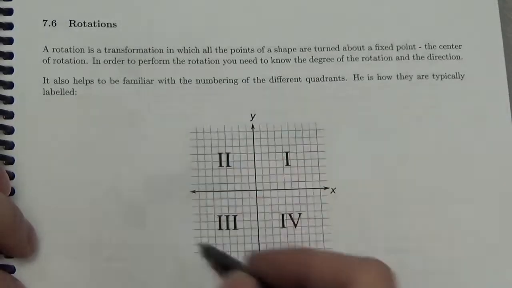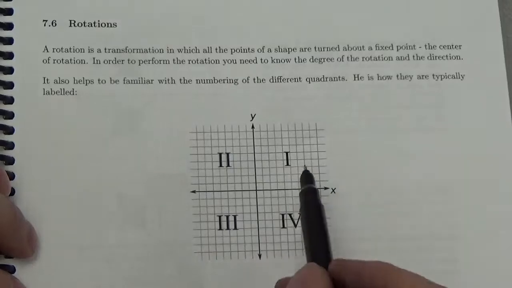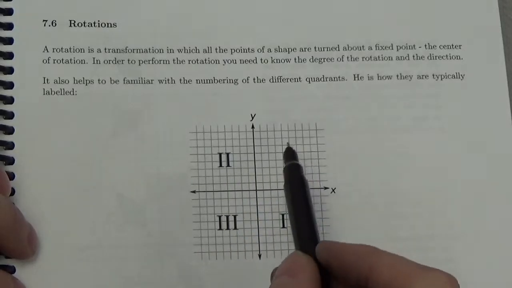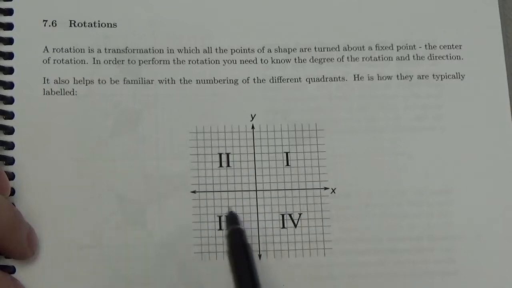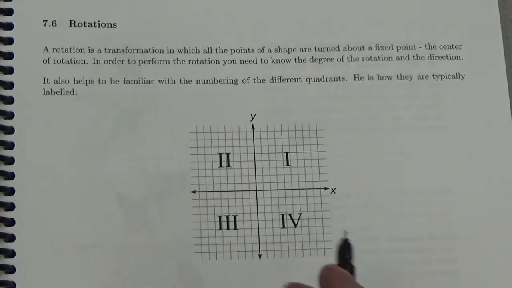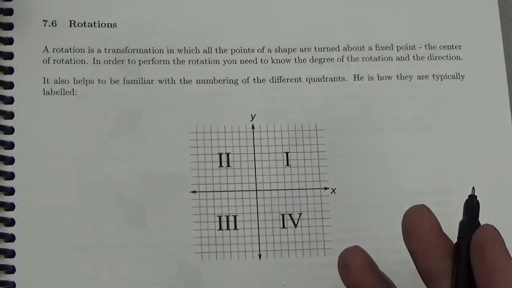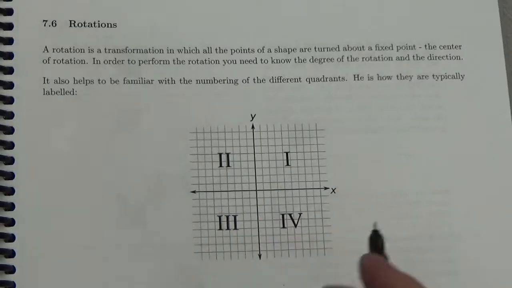What I'm showing you here are the quadrants and how they are numbered. So when you've got your coordinate plane here, this is quadrant 1, quadrant 2, quadrant 3, quadrant 4. It's important to know how these things are going to move when we perform rotations.